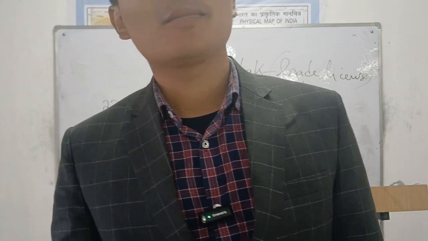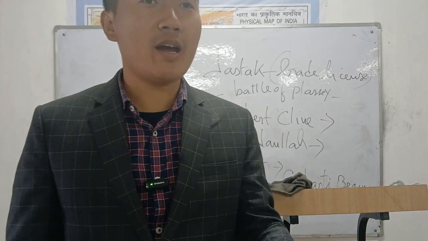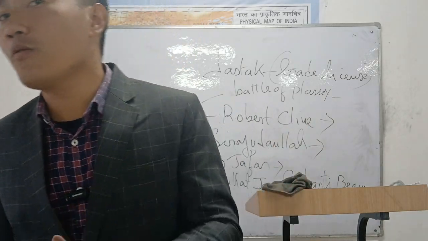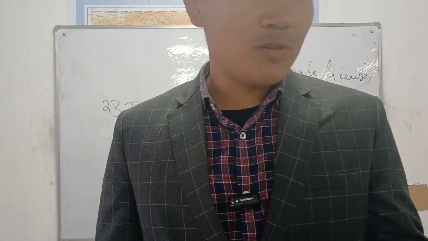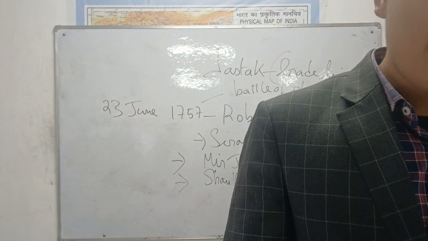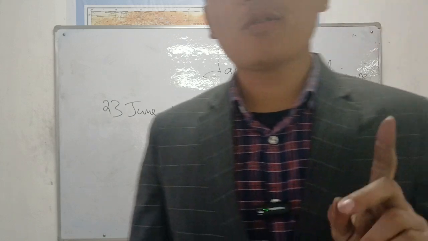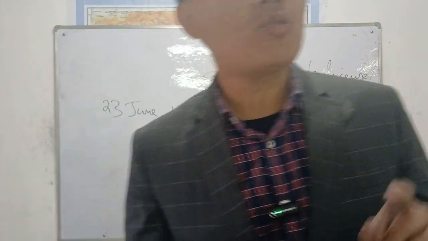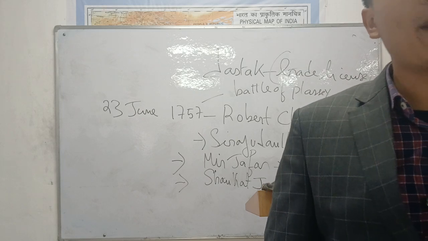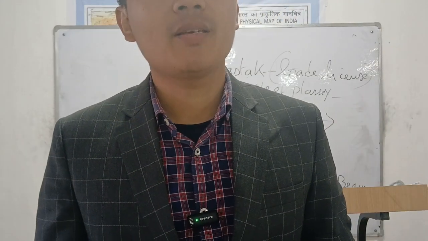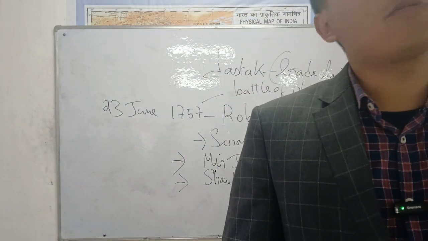You see? The English are very clever. Since Mir Jafar had been removed as the commander of Siraj-ud-Dowlah, the English made a secret alliance. Okay, we will make you the ruler of Bengal, but for this you have to first defeat your master, that is Siraj-ud-Dowlah. So he happily accepted that.